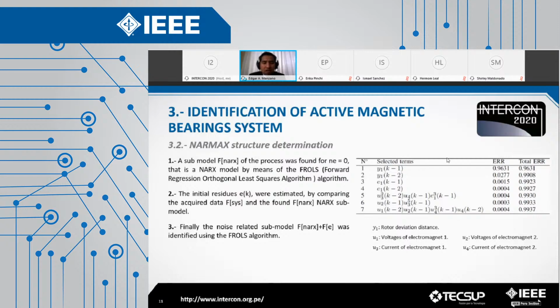To describe the process that we performed, we first need to use the NARX model in order to obtain the errors. And then we use the NARMAX model to complete the terms that we need for our system.